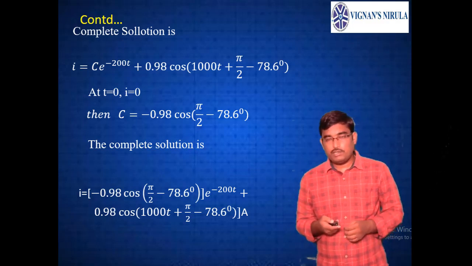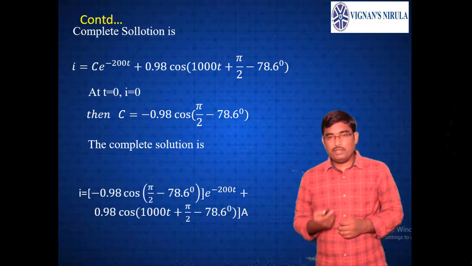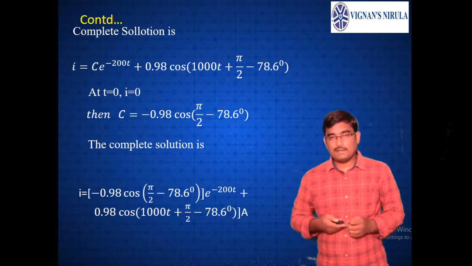In this way, we can find the complete solution for the current I in the RL circuit when it is excited by sinusoidal excitation, that is an AC supply.